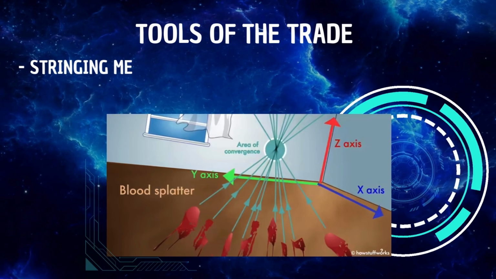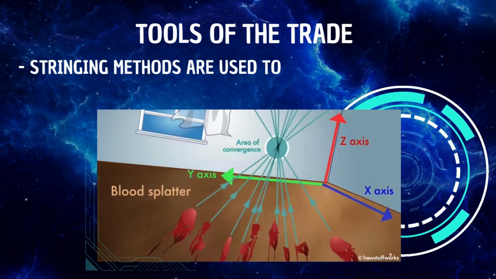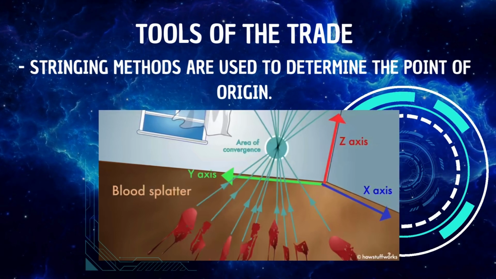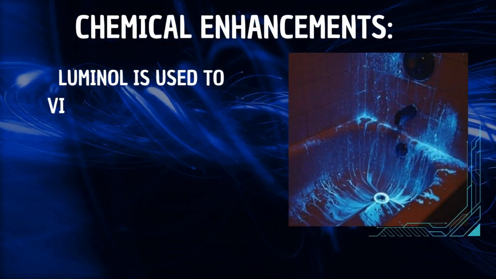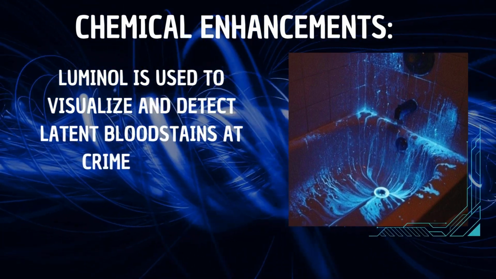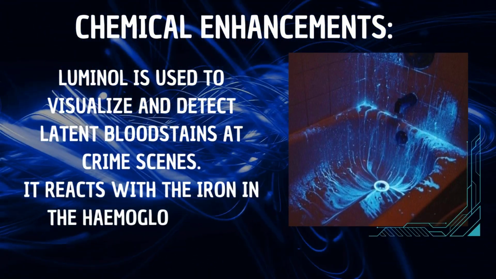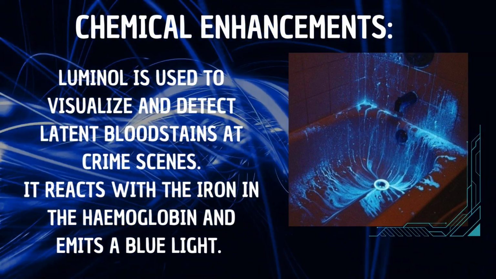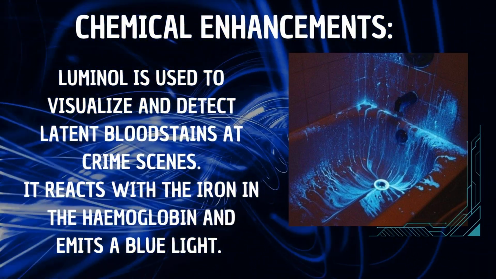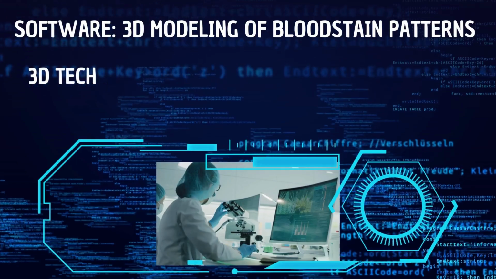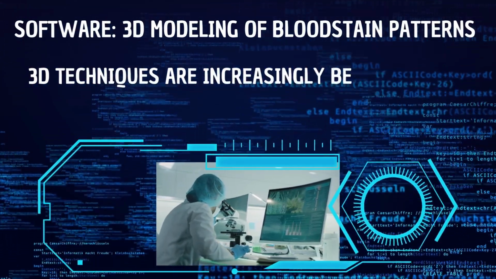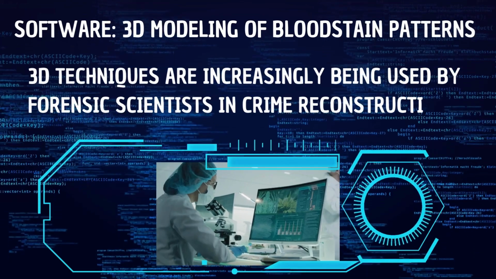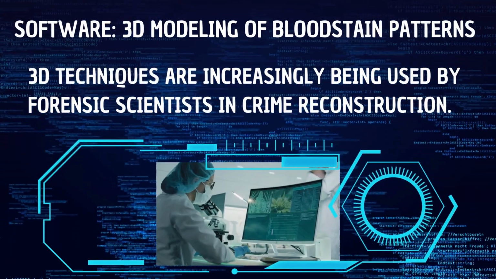Tools of the trade. Stringing methods are used to determine the point of origin. Chemical enhancements. Luminol is used to visualize and detect latent bloodstains at crime scenes. It reacts with the iron in the hemoglobin and emits a blue light. Software. 3D modeling of bloodstain patterns. 3D techniques are increasingly being used by forensic scientists in crime reconstruction.